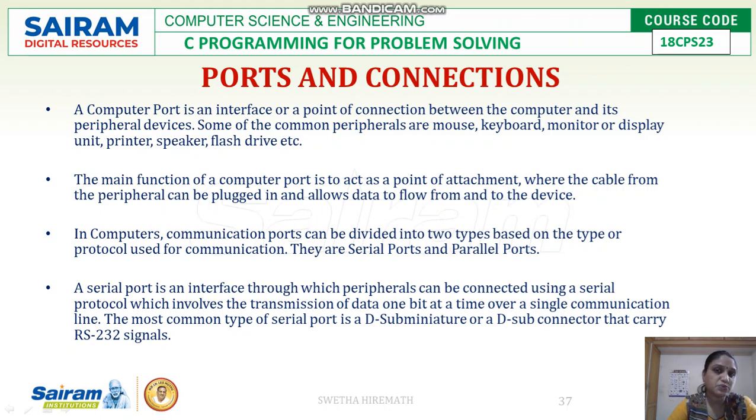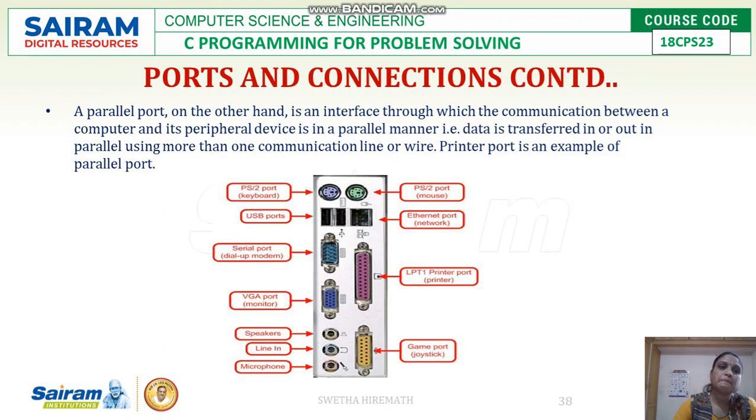Serial port means it will be transferring one bit of data at a time, whereas parallel port means it will be transferring multiple bits at a time. Then coming to the different ports, we can see in the diagram here we have the keyboard port and mouse port. We all know that keyboards and mouse in our desktop systems will be connected over these types of ports.